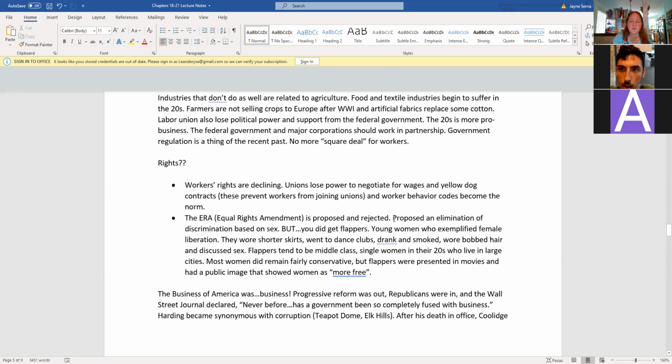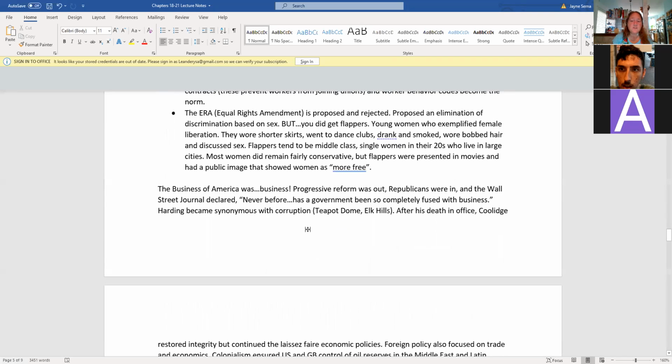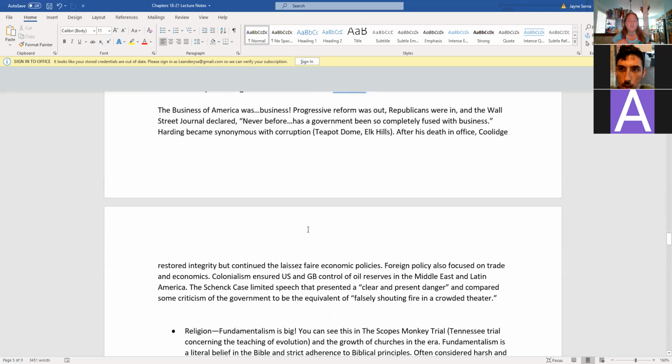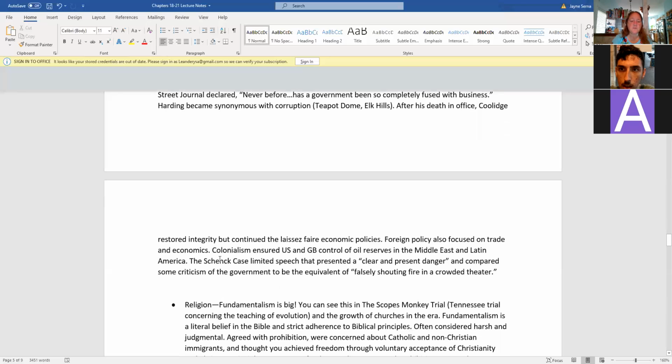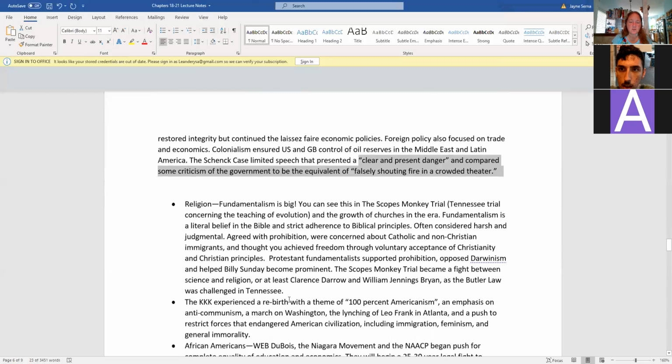So the ERA is proposed and rejected during this time period, and that'll happen 3 times. Business combination with government is pretty strong during this era, and the US colonial version of colonialism is really to control oil reserves overseas. Also, there's limited freedom of speech during this time period if it seems politically dangerous, presents a clear and present danger, or if it is similar to yelling fire in a crowded theater.